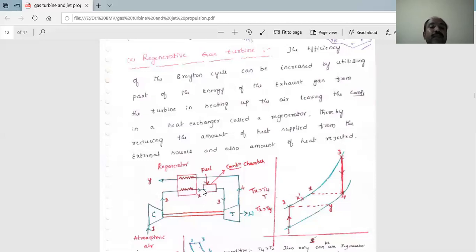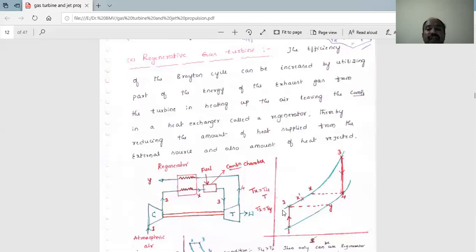In that way the amount of heat added in the combustion chamber is reduced, and the minimum amount of heat gives the maximum work output. So this is one way to improve the efficiency of the gas turbine. This is the regenerative gas turbine.